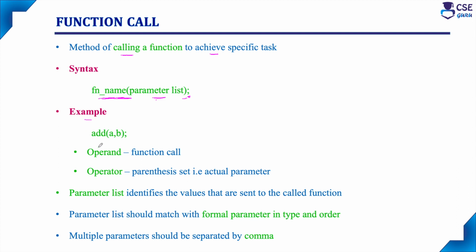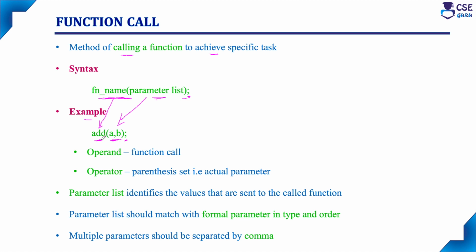For example, consider add(a, b). Here add is the function name, and a and b is the parameter list. Remember, in a function call it is not necessary to specify the parameters along with the data type. But in the function header of the function definition, we need to specify the parameter along with its data type. In a function call, it is not necessary to specify the data type. So this is the function name, and this is the parameter list. Within brackets we need to specify it, and it should end with a semicolon.